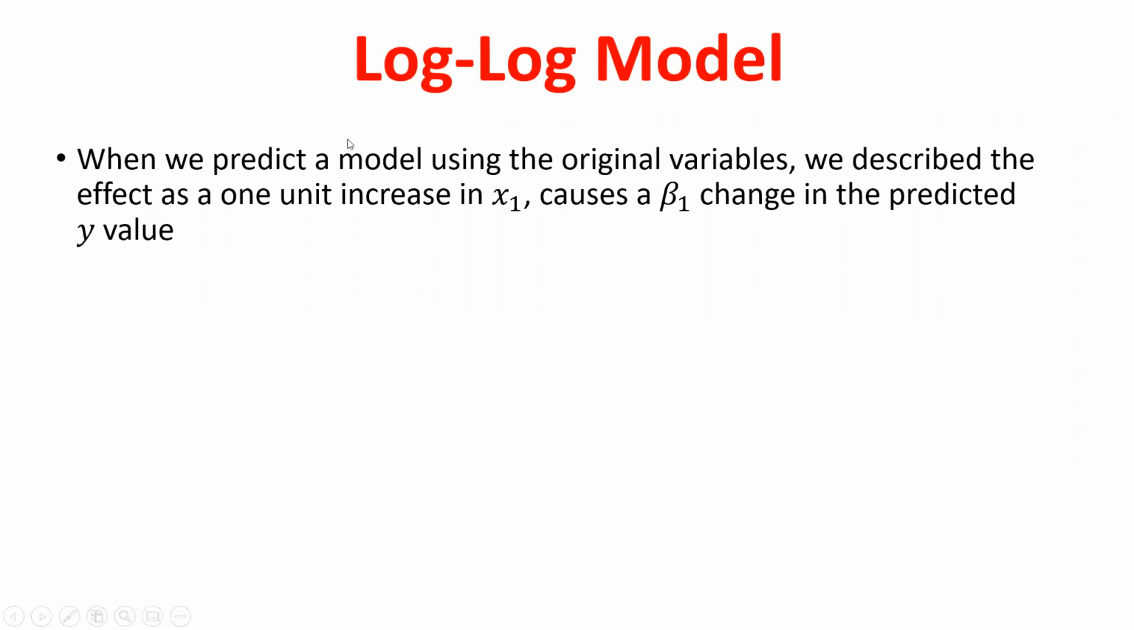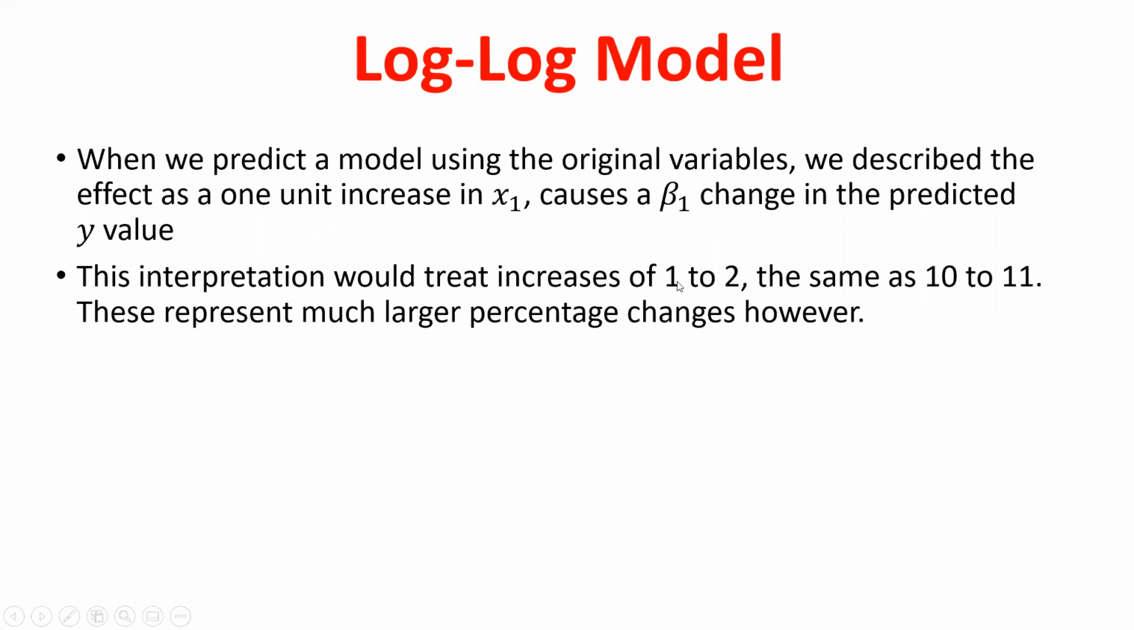So let's say we think that there's a nonlinear relationship. But instead of including this quadratic term, we can do some things that are a little bit different. Our typical beta 1, or B1, interpretation was that a 1 unit increase in X would cause a beta 1 predicted change in Y.